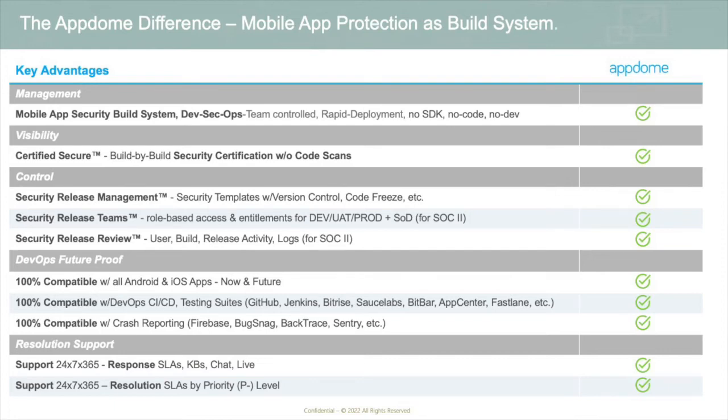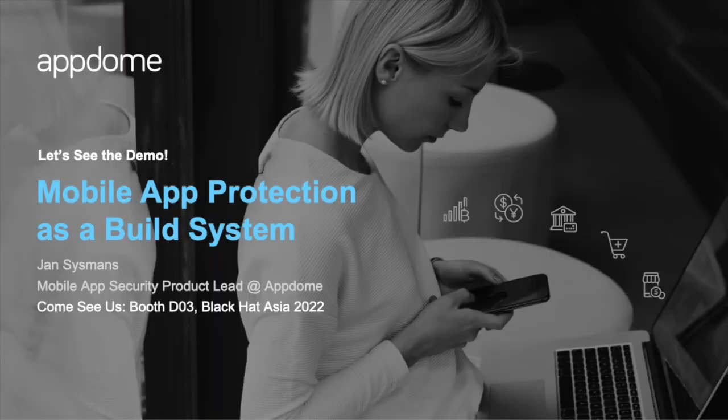Security release management also provides more control over the security releases with a combination of mobile protection templates, version control, team workspaces, automated app signing, as well as the ability to freeze and verify security models across Android and iOS releases. And finally, let me show you how Appdome works in this quick 3-minute demo.